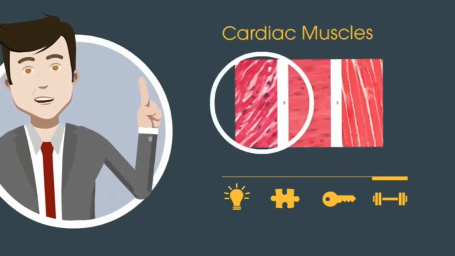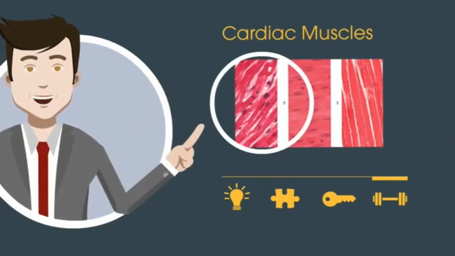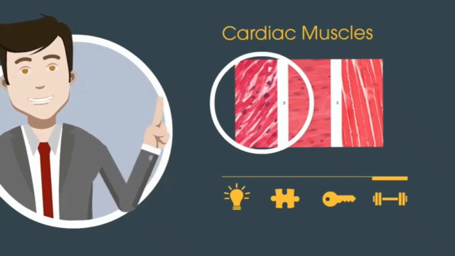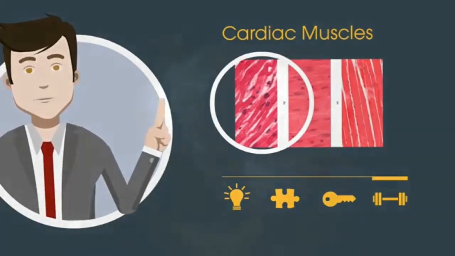And finally, cardiac muscles are striated muscles found in the heart. They are kind of a mixture between smooth and skeletal muscles. These muscles help the heart pump blood all day.